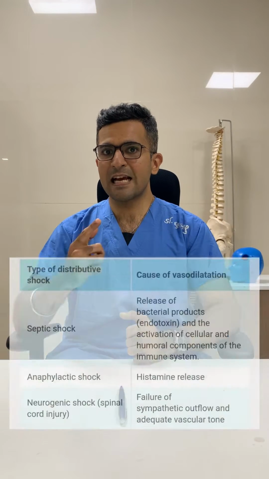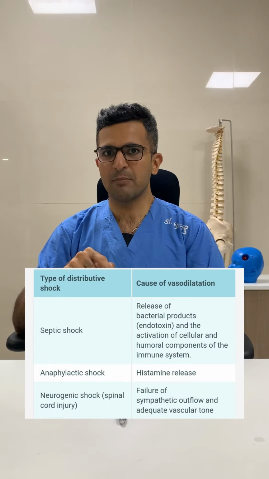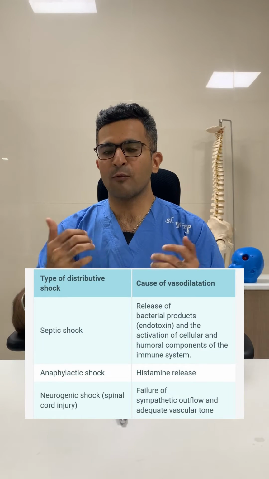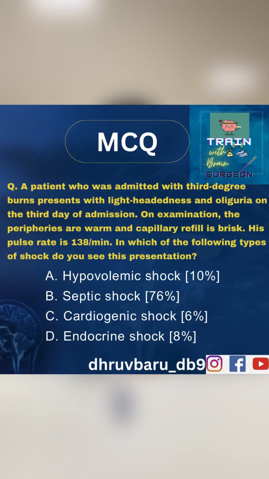How do the vessels dilate? The mechanism I am giving you in the table. So these are the reasons why the peripheries are warm and the blood is distributed from the center to the peripheries. Now, second question. Let's apply this theory knowledge and solve these questions.